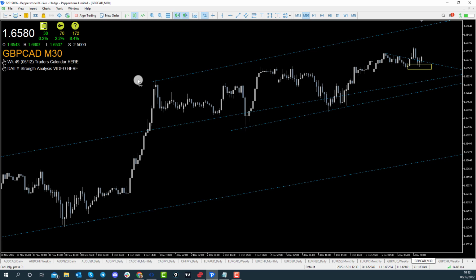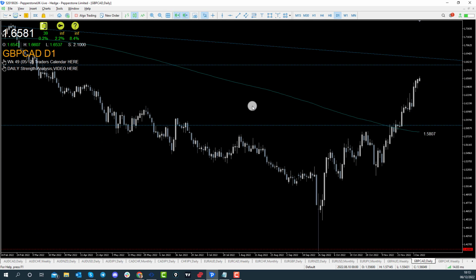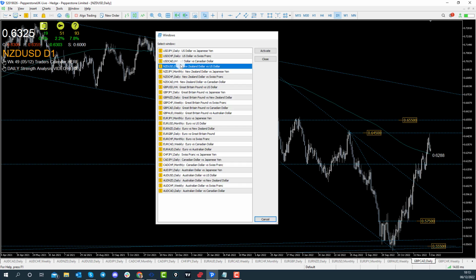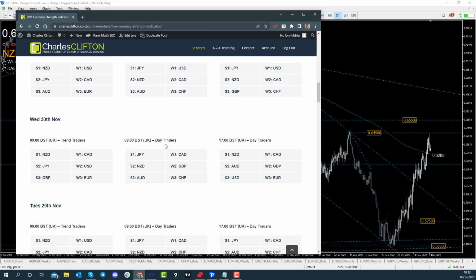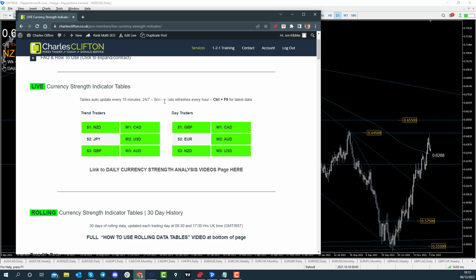Right, hopefully that made sense. I am just going to quickly go over to the New Zealand US dollar, because you can see that New Zealand US dollar, if I scroll all the way back up, does feature on the charts. Once again, we've got Kiwi at the top on the trend traders, with the dollar at W2, Kiwi at S3, so is W3 on the dollar for the day traders.